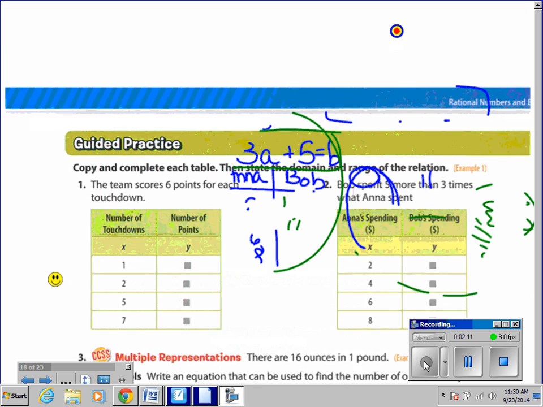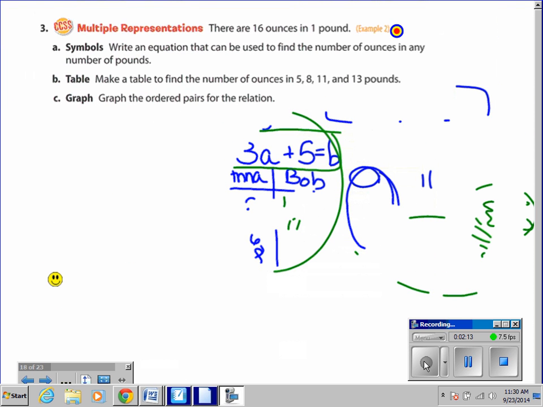Okay, anyways, we are going to move this up and quickly talk about it. Write an equation that could be used to find the number of ounces in any number of pounds. Who can tell me the equation that they chose? What do you got? 16p, right? And then what? Equals what?